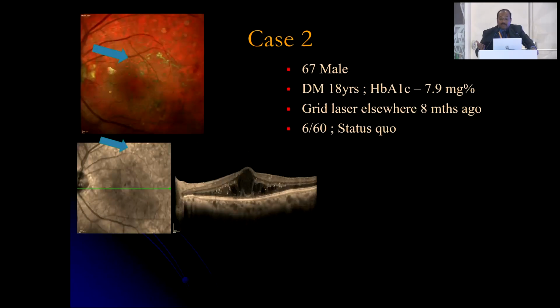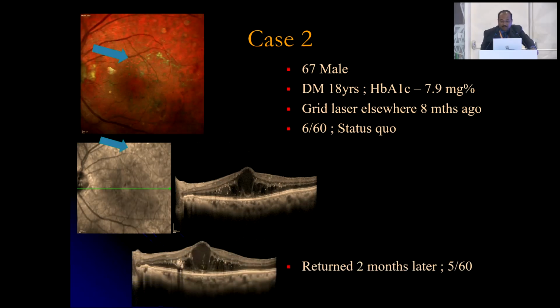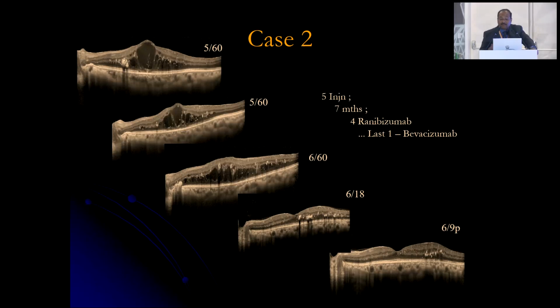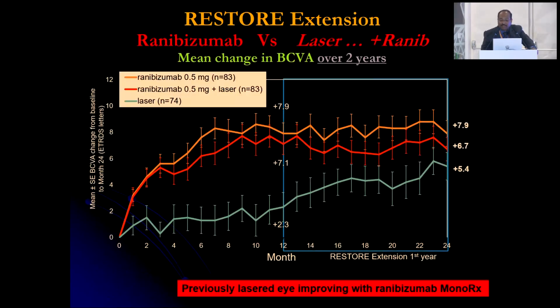Another case, again a middle-aged male, diabetic, grid laser done, you can see those spots in the multicolor and the IR image. And then we advised anti-VEGF, again the patient defaulted, came 2 months later. But once they were regular with anti-VEGF treatment over 7 months, you see that the maculae thinned out. And this also shows us that acuity can be improved in lasered chronic macular edema with anti-VEGF treatment.